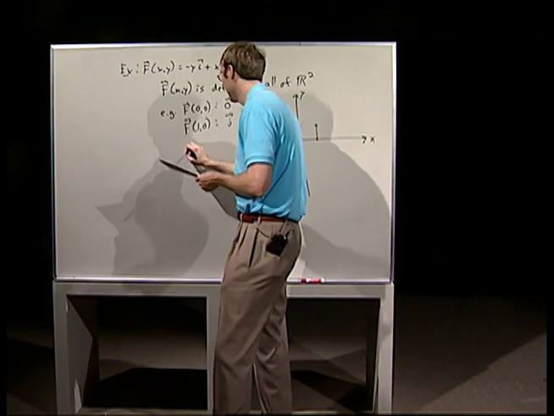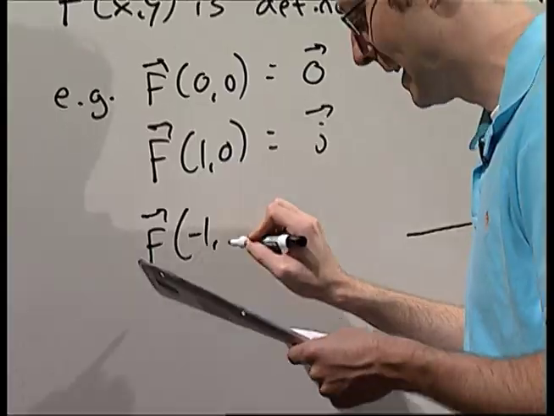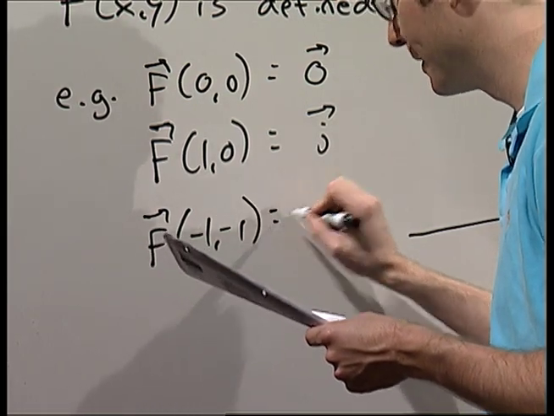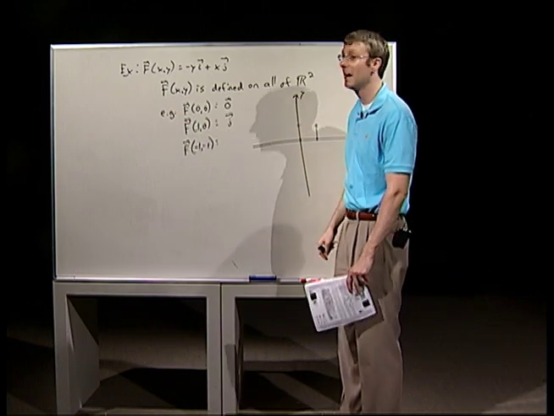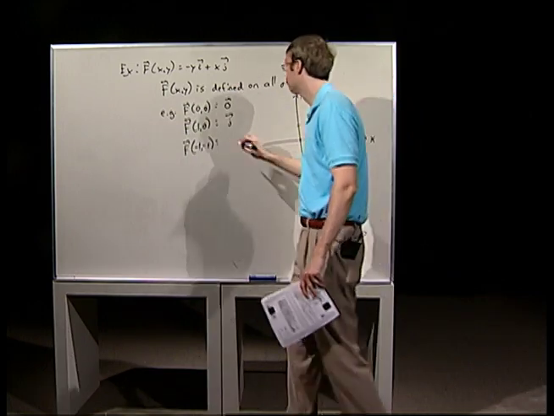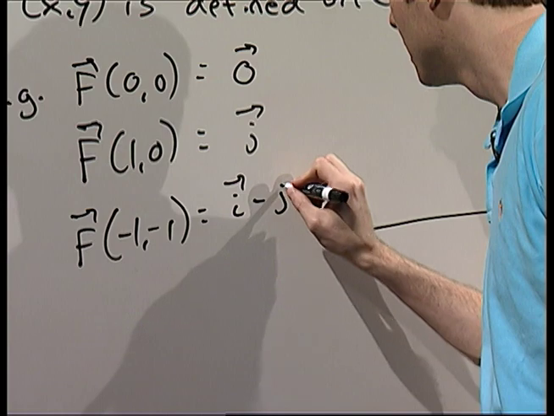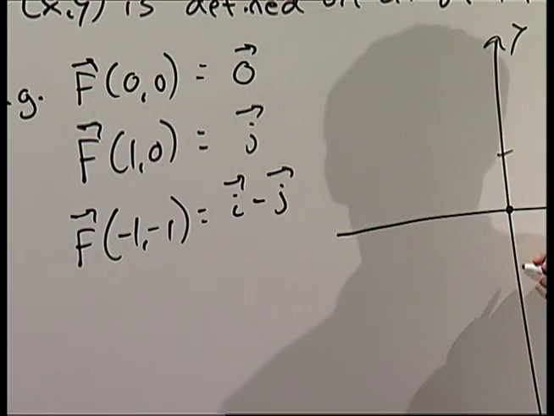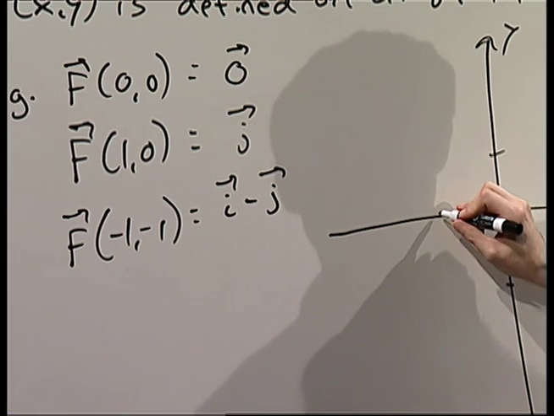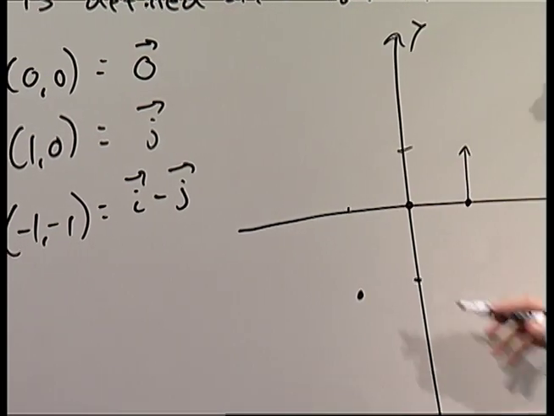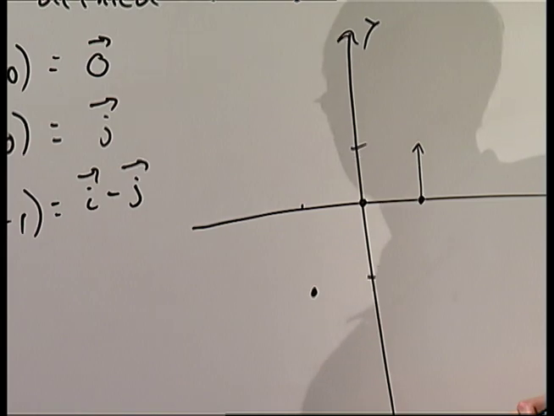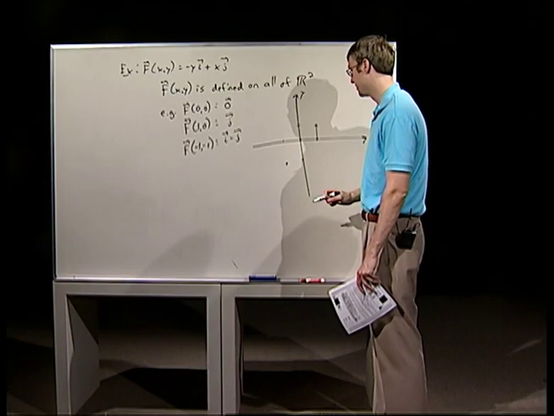And let's see here. What else can we do? How about minus 1, minus 1? If I get that, I get a minus 1i, which is just I, a minus j. So this is I minus j. So if I start down here, maybe I'm starting there. There's the point minus 1, 1. And the vector from it is I minus j, right?